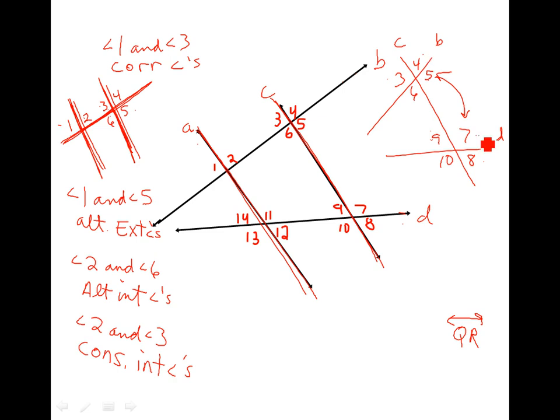Then you also need to remember, don't forget about all the stuff that we've learned up till now. Stuff like angle 10 and angle 7, there are a special pair of angles. They are vertical angles, so you know stuff about them. Angle 3 and angle 6 together form a line, so they're a linear pair or they're supplementary angles. So you still know all that stuff.